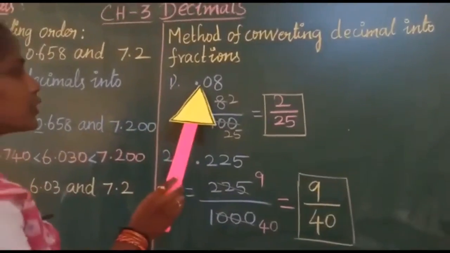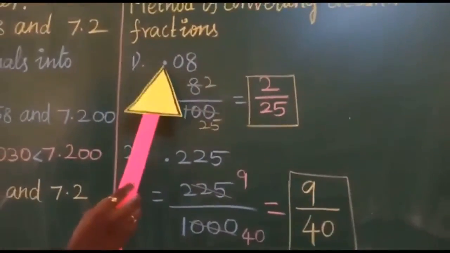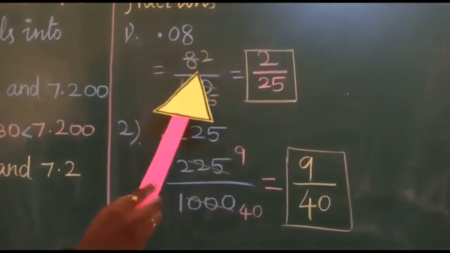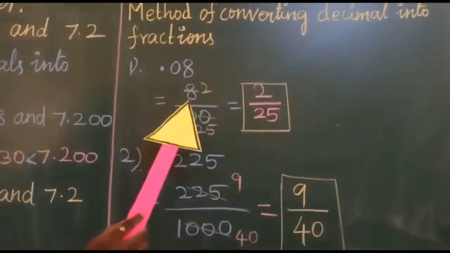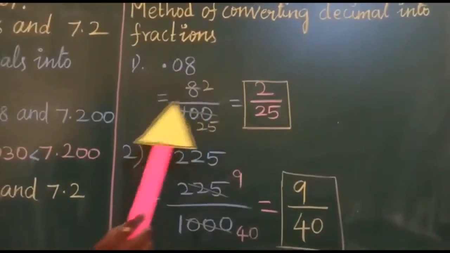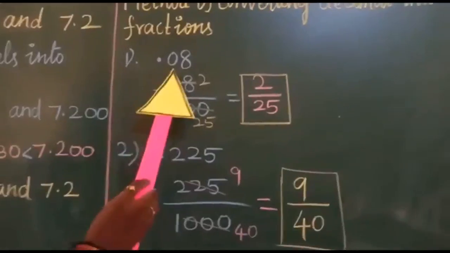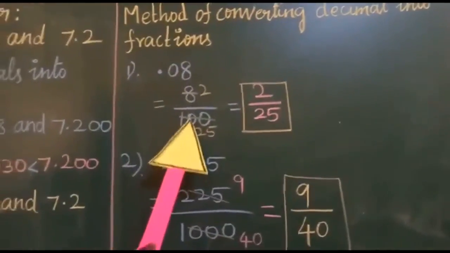See, this is 0.08. We read it as 0.08. We write only the number in the numerator. What number are you seeing? 8. That 8 should be in the numerator, divided by the denominator. After the dot, how many digits? 2 digits. After the dot there are 2 digits, so we have to add 2 zeros.